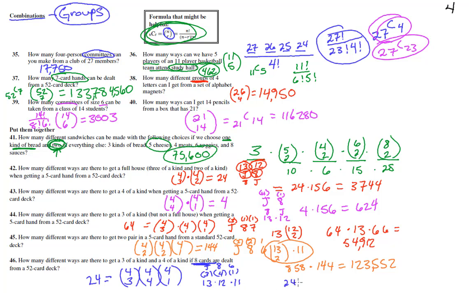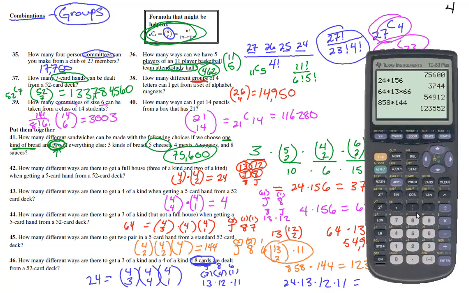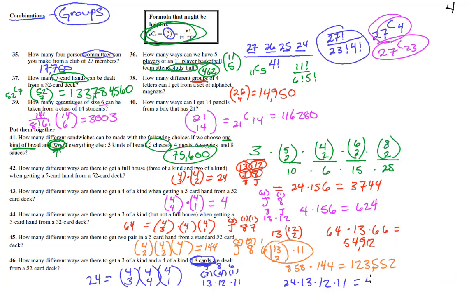So 24 times 13 times 12 times 11 equals, so this is if you were dealt 8 cards, this is how many different ways you could get a 3 of a kind, a 4 of a kind, and a 1 of a kind. Kind of like you're playing skip bo or something there. So 24 times 13 times 12 times 11 is 41,184.